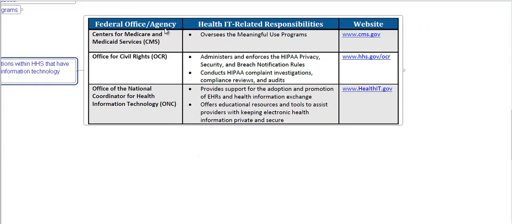Federal office agencies, health IT related responsibilities, and this is the website. The Centers for Medicare and Medicaid Services (CMS) oversees the meaningful use program.